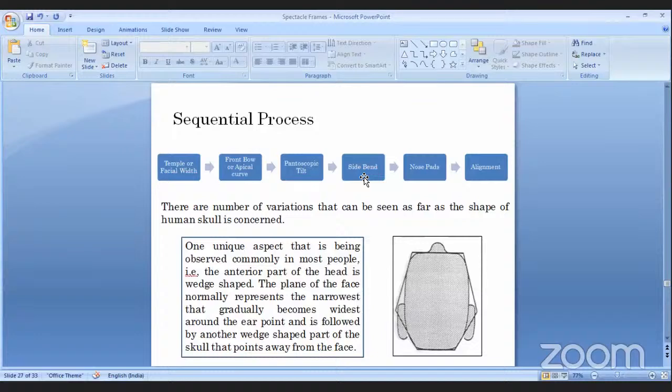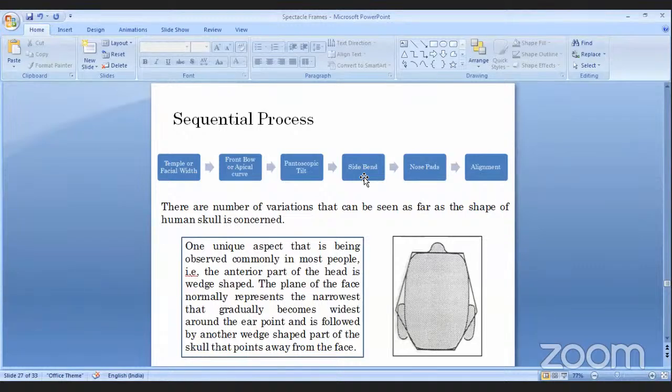Then you come to the pantoscopic angle, which determines the vertical positioning of the spectacle frame on the wearer's face. Then you go behind the user's ears and see whether the side bend has been properly done. The side bend has to follow the curves of the ears of the user. Then you have to check the nose pads. We'll talk about it in our later slides.